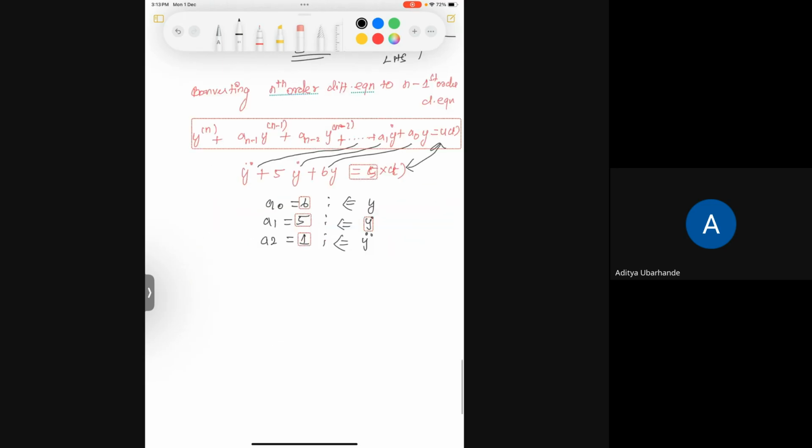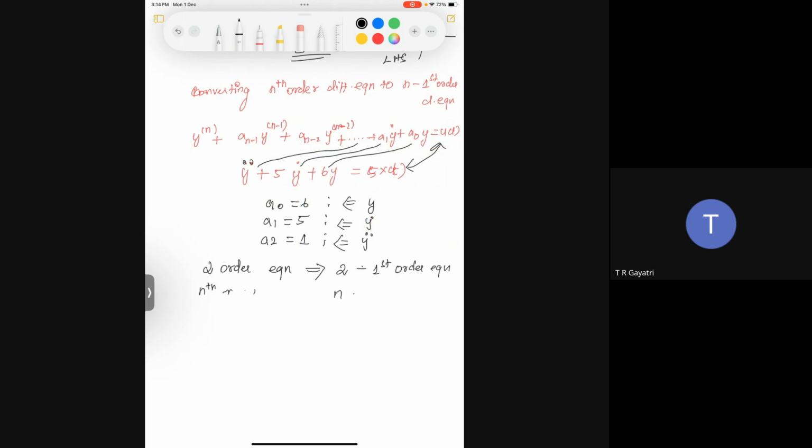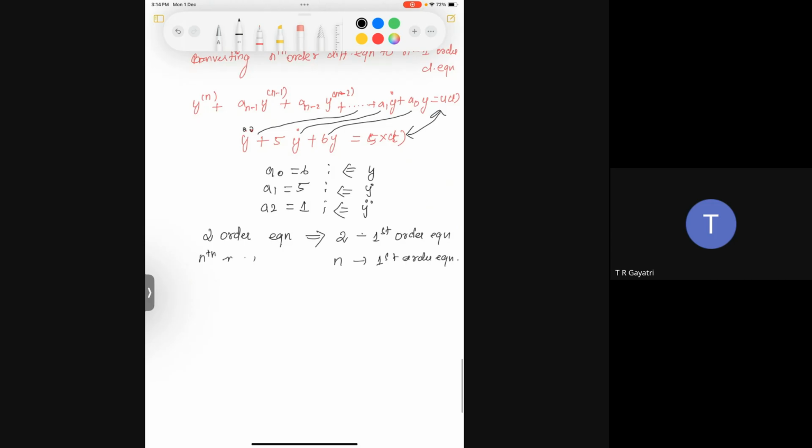Now I want to represent this nth order equation. Is this a second order or third order? Which order equation? Second order. So I want to change this second order equation into two first order equations. That is the format of nth order equation to n first order equations, represented in terms of a state space equation. How can we do that?